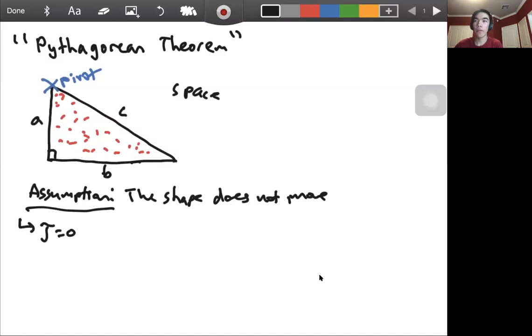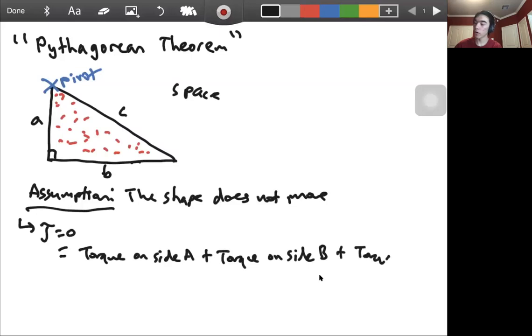And how do we find the torque acted on this triangle? Well, the total torque is just the sum of the torques on the three sides. So this is torque on side A plus torque on side B plus torque on side C.